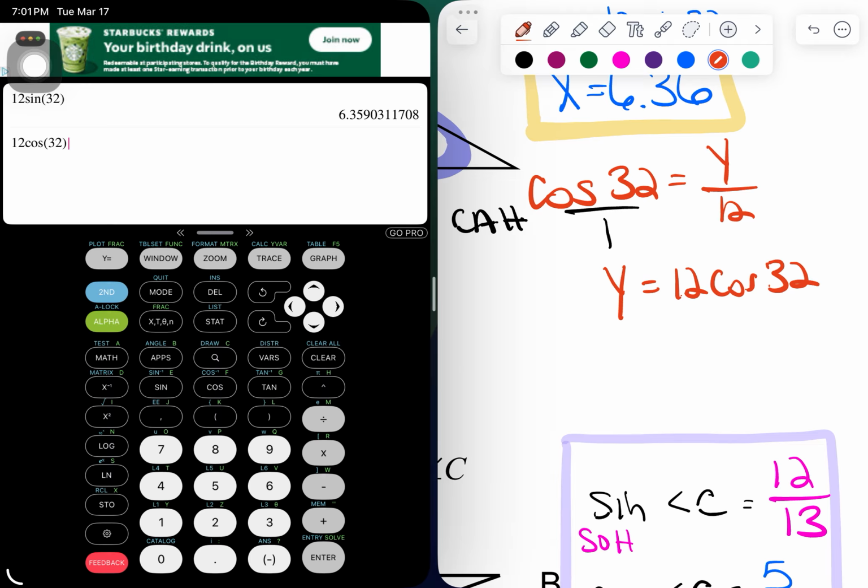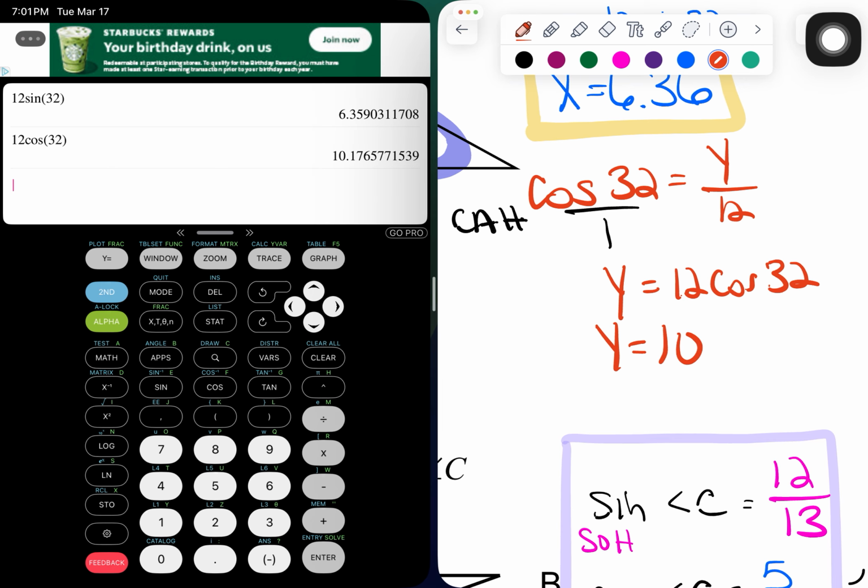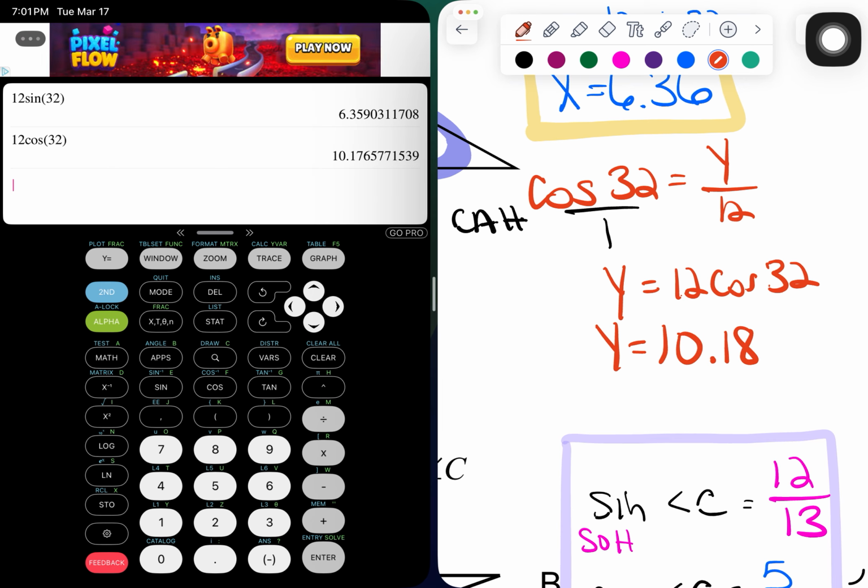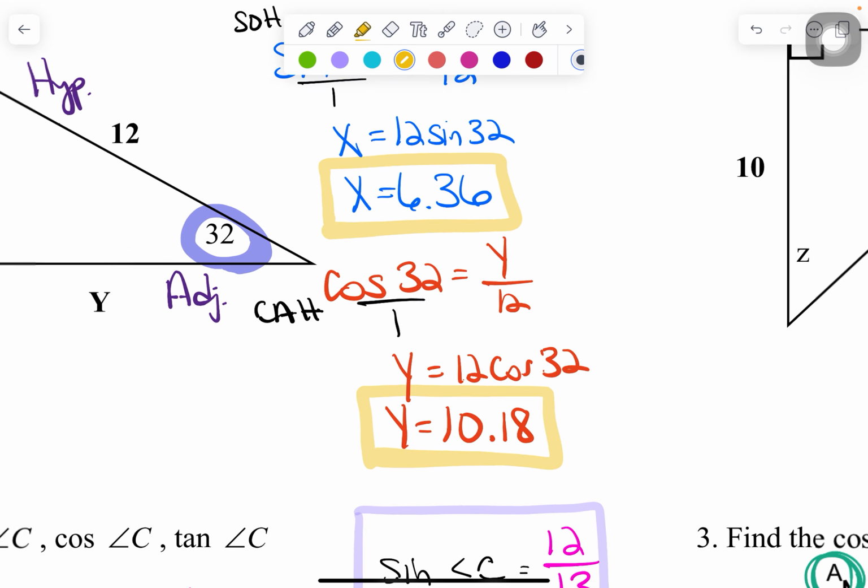All right, so I got 12 cosine of 32, which is what I wanted. That is, if I round to 2 decimal places, 10.18. And that is what y is equal to. I'm going to lose the calculator for right now. I'll come back to it.